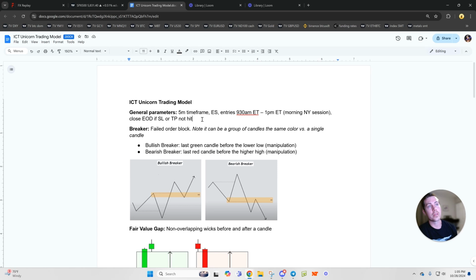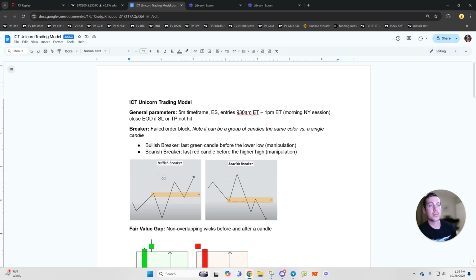So basically, for today at least, we're going to be testing this on the 5-minute time frame for ES. I see it most commonly used for indices during New York session. I'm sure it could work on other pairs and timeframes as well, but that's what we're going to work on today. And there's a few core concepts we need to go over first.